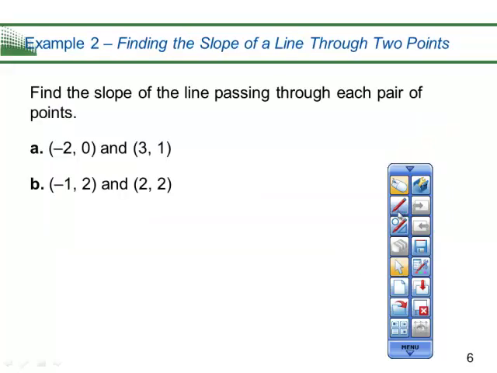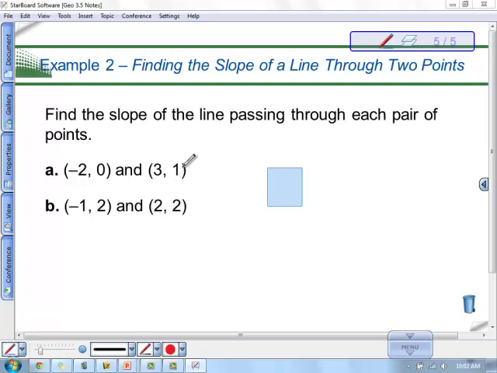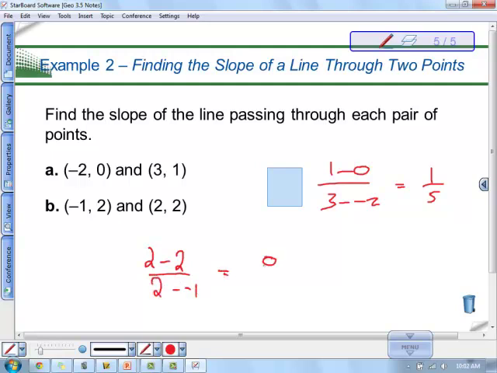Okay. Let's try a couple examples then. Let's find the slope of a line passing through these 2 points. Let's do y2 minus y1, 1 minus 0, over x2 minus x1, 3 minus negative 2. And that gives you 1 over 5. So the slope of the first one is 1/5. Next one, y2 minus y1 over x2 minus x1 should give you 0 over 3, which is just 0. The second one has a slope of 0, so it's horizontal.